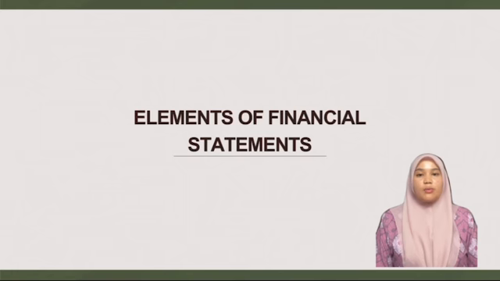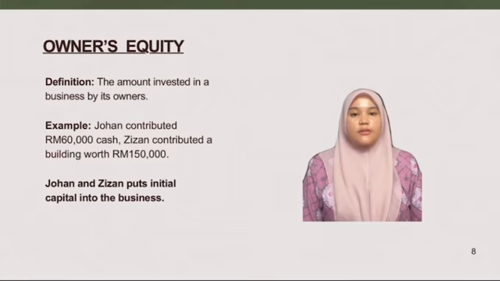Today, I will explain about elements of financial statements related to the question above. The first one is owner's equity. Owner's equity means the amount invested in a business by its owner. For example, Johan contributes 60,000 cash, while Zizan contributes a building worth 150,000. This shows that Johan and Zizan put initial capital into the business. So, in short, owner's equity is the owner's share or investment in the business.